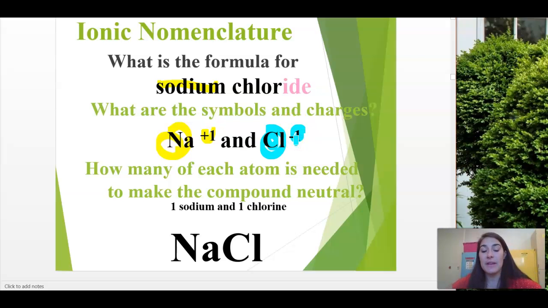Okay, so then it says how many of each atom is needed to make the compound neutral. So again, the total positive has to equal the total negative. The charge of sodium is +1, the charge of chlorine is -1. Therefore, when you put them together, they cancel out. And that is why the formula for sodium chloride is simply NaCl.